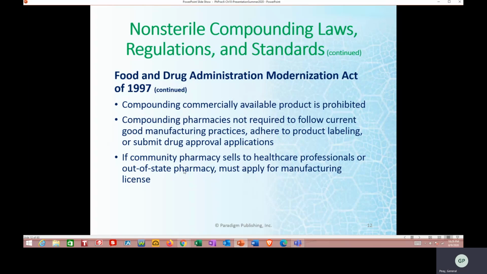Manufacturers create, so the manufacturers are like the drug companies, the big drug companies. They create mass productions of these products and they sell them. When you're compounding, you're just filling a prescription for a customer. But if you were trying to compound a medication and sell it to other doctors or to the public, you're now a manufacturer. So that requires a special license.